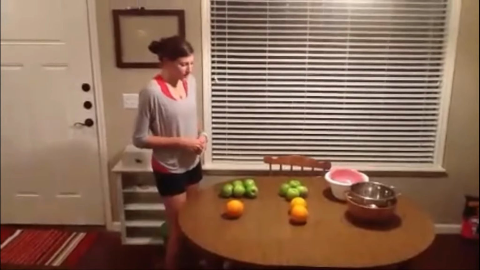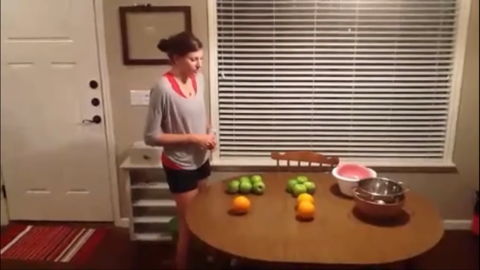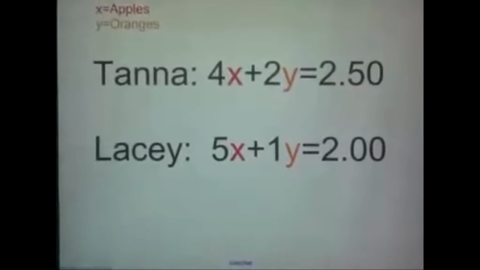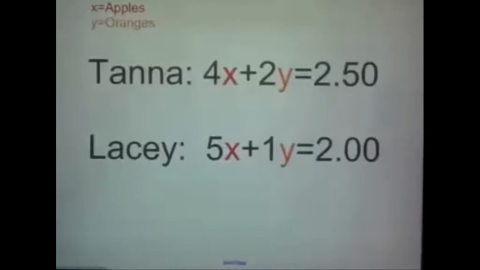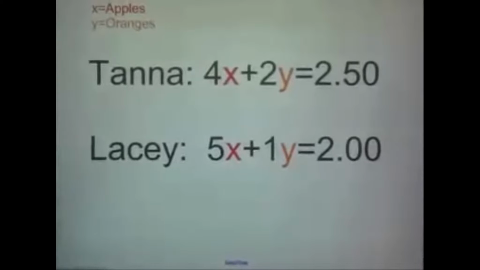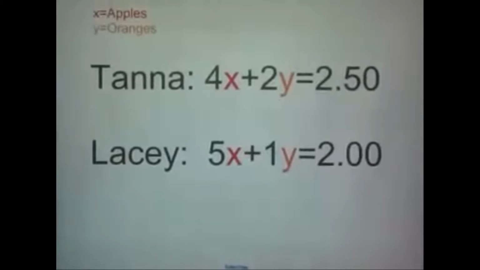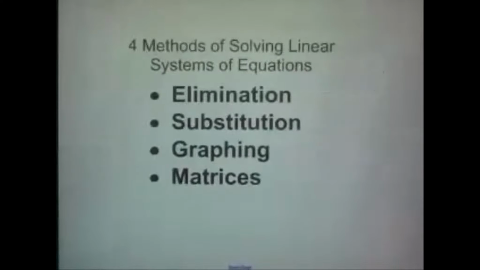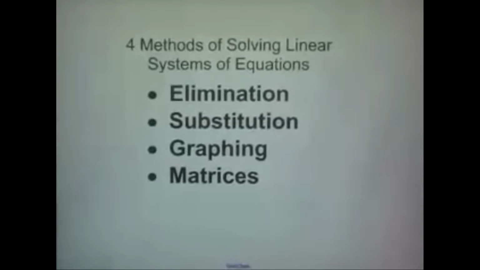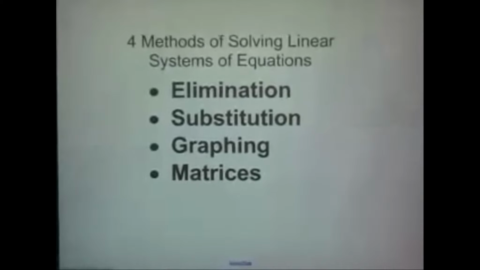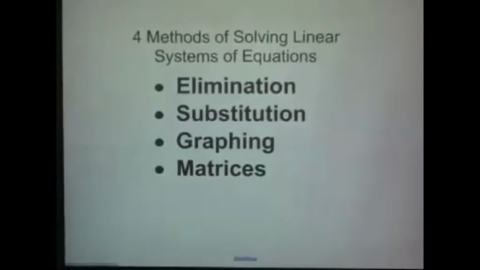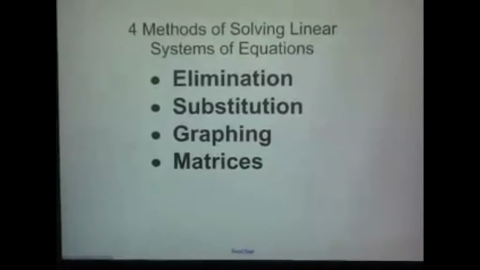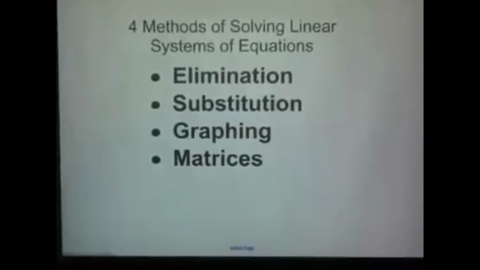So I think I can solve this using a linear system of equations. Here are the equations that we need to figure out the individual prices of apples and oranges. Here we're representing x as apples and y as oranges. As you know from class, there are 4 different methods for solving linear systems of equations: elimination, substitution, graphing, and matrices. So let's start with elimination.